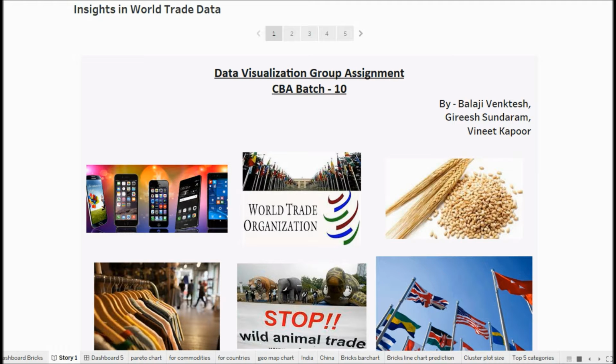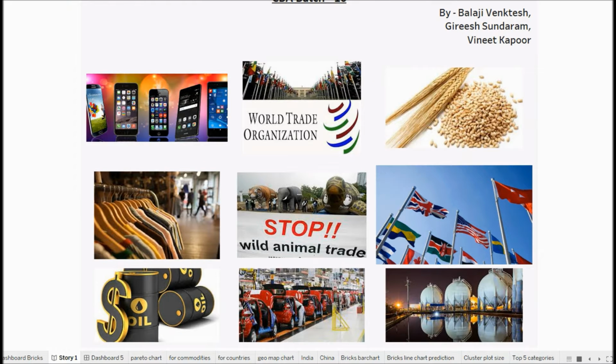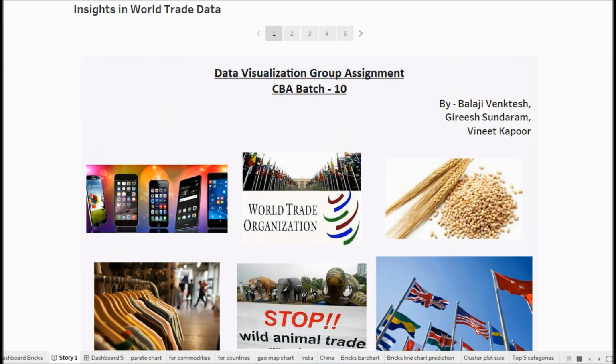The data set size is 131 MB and as you can see there is a lot of variety, a lot of commodities, a lot of categories of items that are being traded between many countries in our world. So let's jump on to our first dashboard.